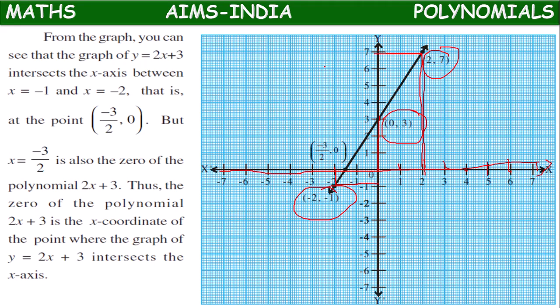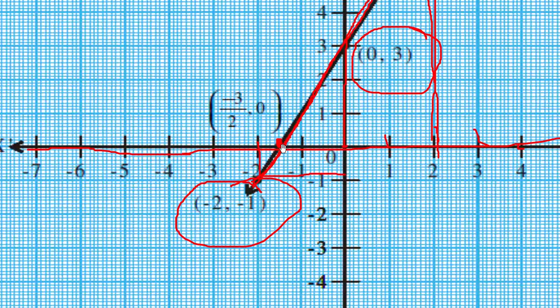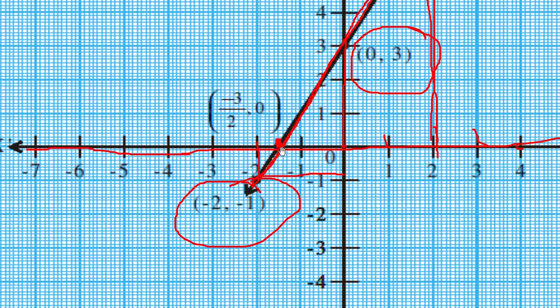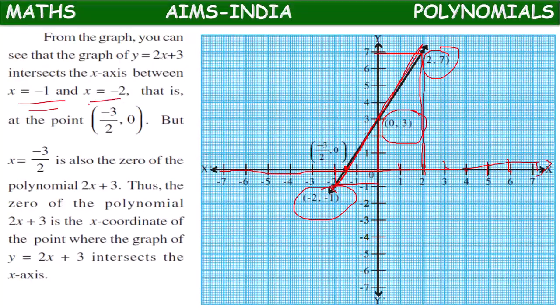Now we have to check. If we join these 3 points, we get a straight line. Now we have to check at which point this straight line intersects the x-axis. This straight line intersects the x-axis at this point, which is midway between minus 2 and minus 1.